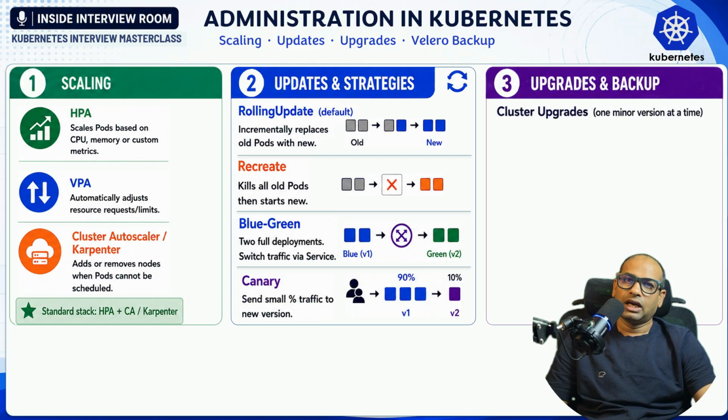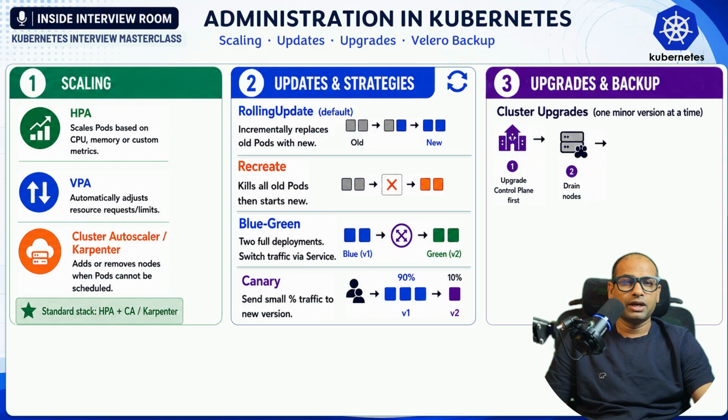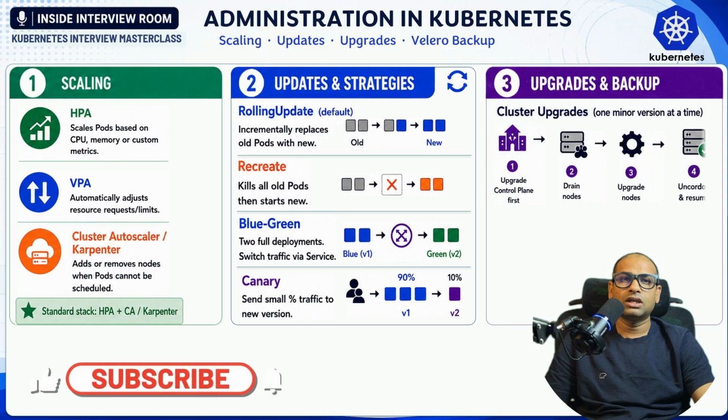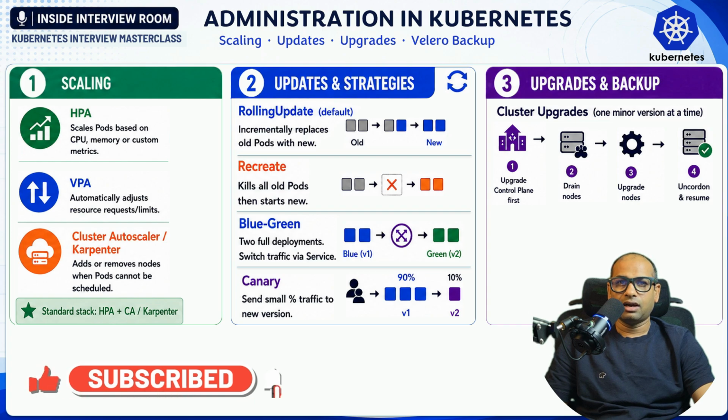Cluster upgrades. Also, I usually ask in multiple interviews how we can do a skip-level cluster upgrade. So how can we do that? Upgrade the control plane first, then drain the nodes, upgrade the nodes, and uncordon them to resume the traffic.